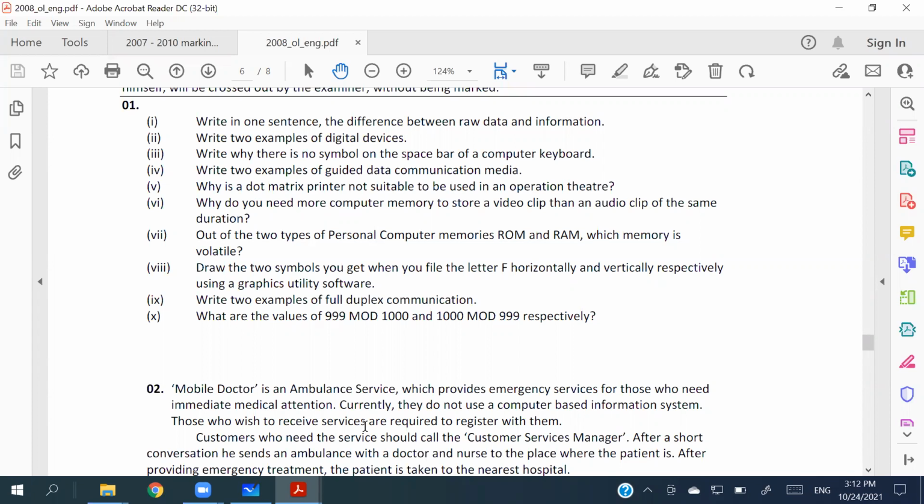Then the 8th part is talking about: draw the symbols you get when you file the letter F horizontally and vertically, respectively, using graphic utility software. Oh, I think there is a printing mistake. I'm sorry, it is not file, people. You can have marks if you do not answer that. It should be flip. So they're asking: draw the 2 symbols you get when you flip the letter F horizontally and vertically.